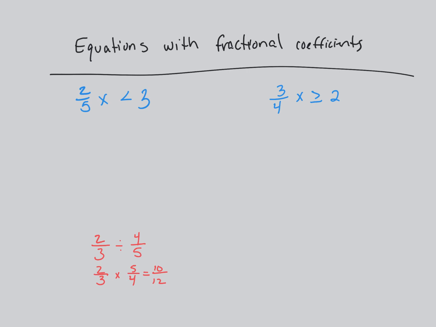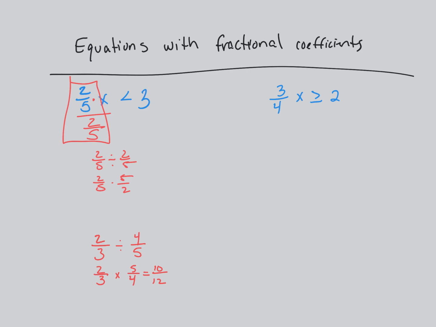So looking back at our examples up here, if we remember what we have to do for inverse operations, 2/5 x means 2/5 times x, so we have to divide by 2/5. This looks really confusing. What this really says is 2/5 divided by 2/5. Well, we just said that to divide fractions, we keep, change, and multiply by the reciprocal.